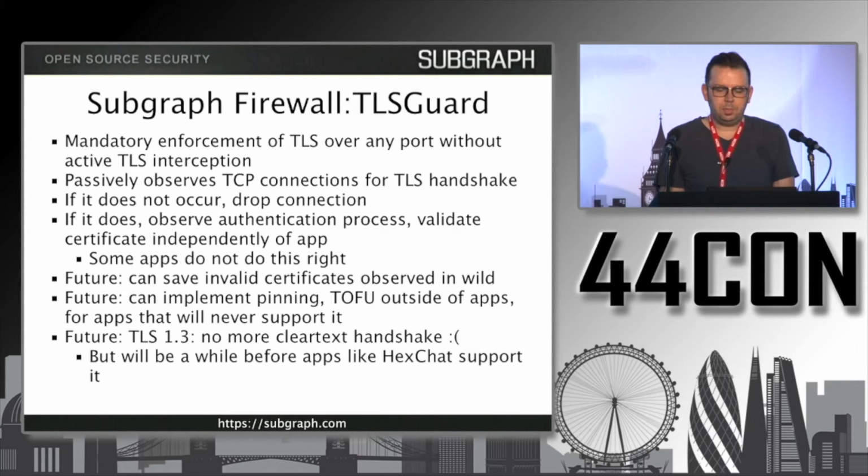Unfortunately, TLS 1.3 means no more clear text handshake, and that's coming. So we're going to lose, at least we think for now, some ability to do some of these things. But we will still be able to detect if it's TLS or not in the first place for any application over any port, and still enforce mandatory TLS. We just may not be able to do, at least not passively, this kind of certificate stuff that we do. But it's going to be a while before random apps support TLS 1.3. Browsers already do, but random apps won't for a long time, so we can still benefit from some of these neat features.